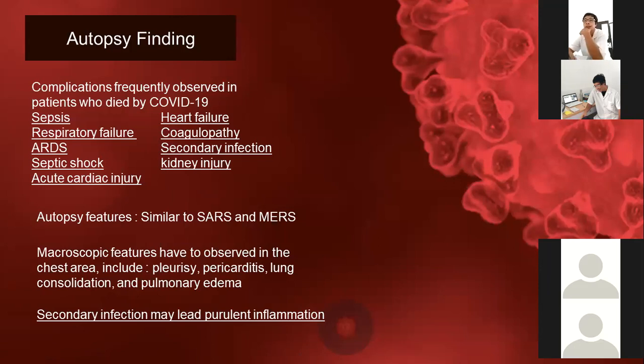And then for the autopsy findings, these are the complications frequently observed in patients who died of COVID-19. They are sepsis, respiratory failure, ARDS, septic shock, acute cardiac injury, heart failure, coagulopathy, secondary infection, and kidney injury. The autopsy features are similar to SARS and MERS. The macroscopic features observed in the chest area include pleurisy, pericarditis, lung consolidation, and pulmonary edema. And then the secondary infection may lead to purulent inflammation. Next.